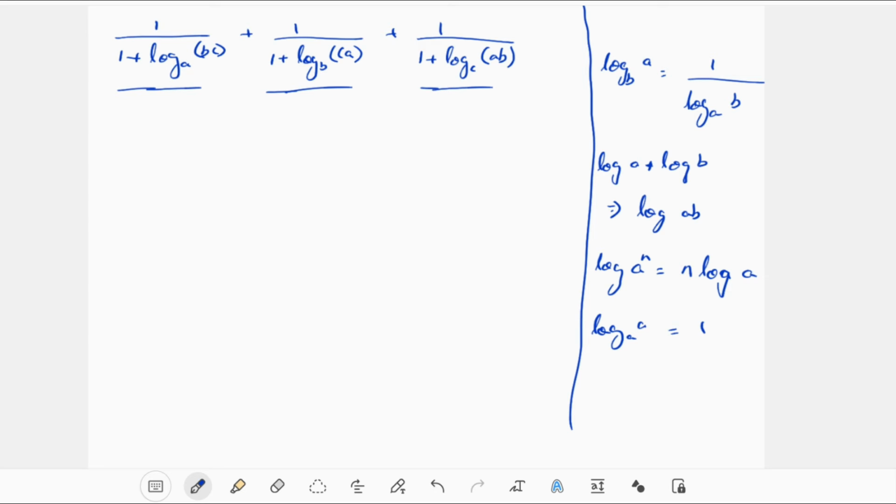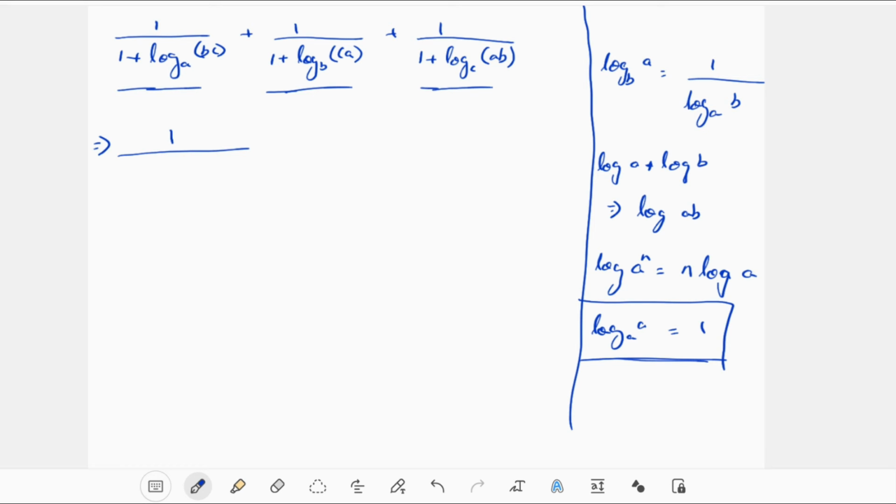I need to make the denominator into one single term. Right now there are two terms, 1 plus a log of some value. I need to make it into one term. For doing that, I'm going to apply this property. You can see on the right hand side, log A to base A gives me 1. That is, log of any number to its own base is going to give me the value of 1. So using this in converse, I'm going to convert this 1 also into a log value.